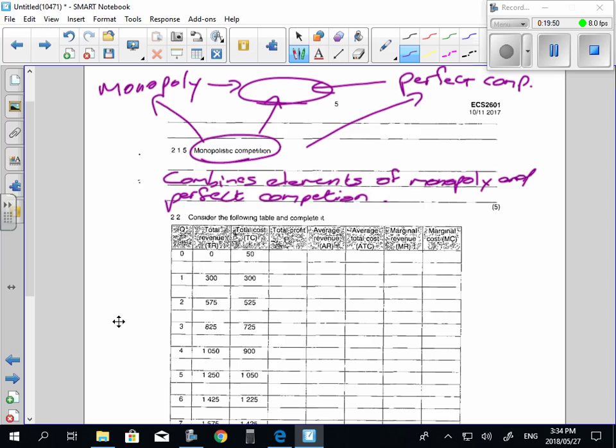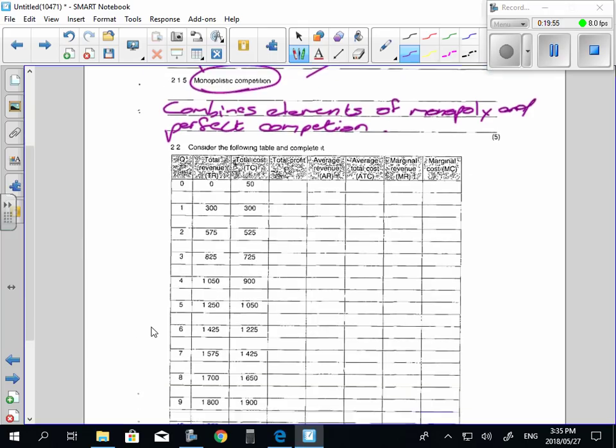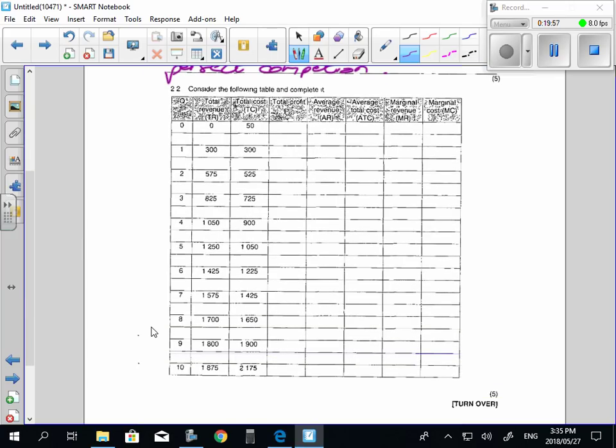All right, the next one, the table. You definitely have to know how to do these tables. You will be asked a table question in your exam. This is quite a lot of work for 5 marks. You can't really see it here, but this is total revenue, total cost, total profit, average revenue, average total cost, marginal revenue, marginal cost. So you need to know how to calculate all of those variables.